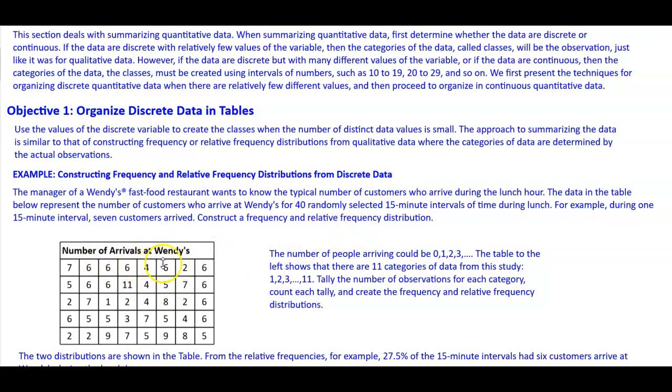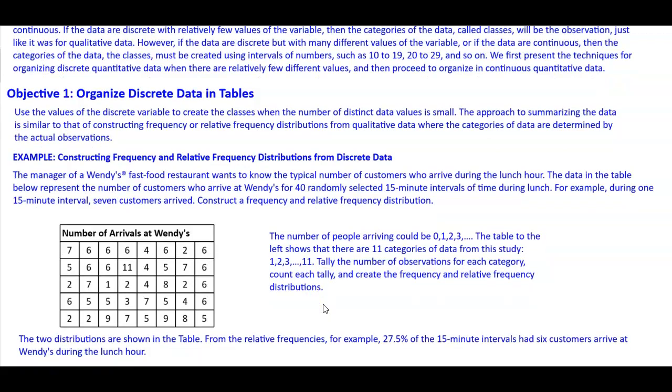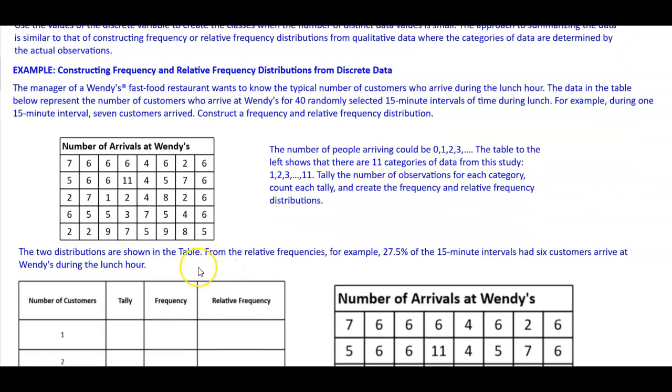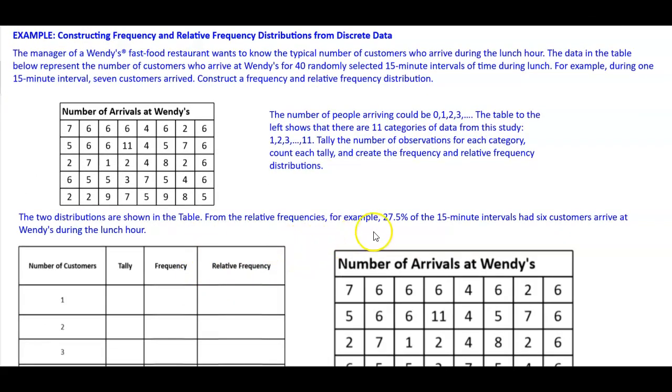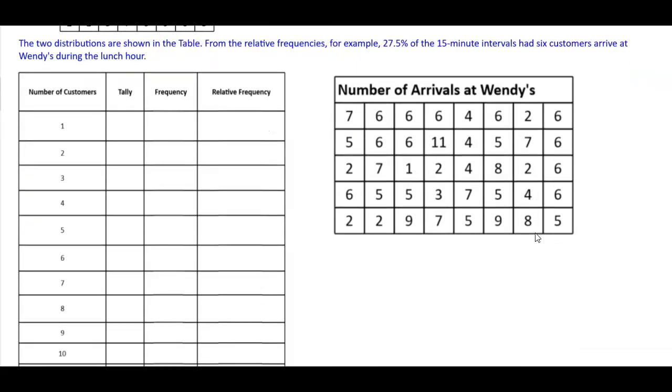So here are the number of arrivals at Wendy's. The number of people arriving could be 0, 1, 2, 3. The table to the left shows that there are 11 categories of data from this study, mainly 1, 2, 3 to 11. Now we want to tally the number of observations for each category, count each tally, and then create the frequency and relative frequency distributions. The two distributions are shown in the table. From the relative frequencies, for example, 27.5% of the 15-minute intervals had 6 customers arrive at Wendy's during the lunch hours. Let's go ahead and first tally this information.